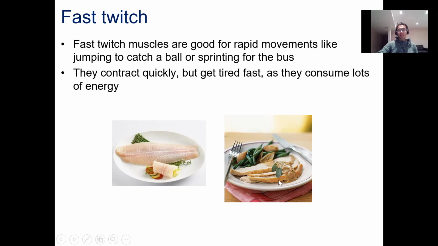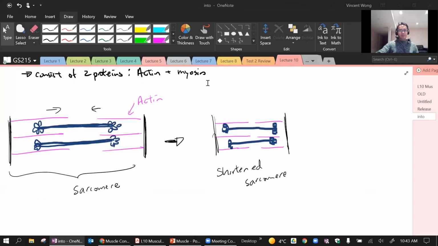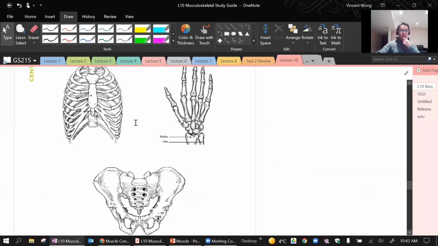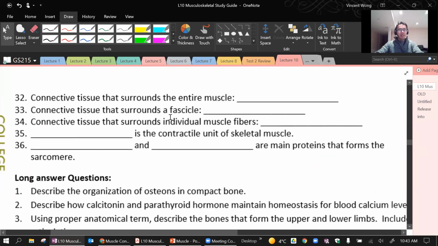And chicken breasts, right? Like I said, chickens don't fly, so their breast meat is white meat. They just flap a little bit to get away from you, and then they have to stop. Okay, so that's fast twitch and slow twitch. And that's it. Let's go back to the PowerPoint here. Sorry, the worksheets, and fill in what we've missed, and then we'll send you on your way.